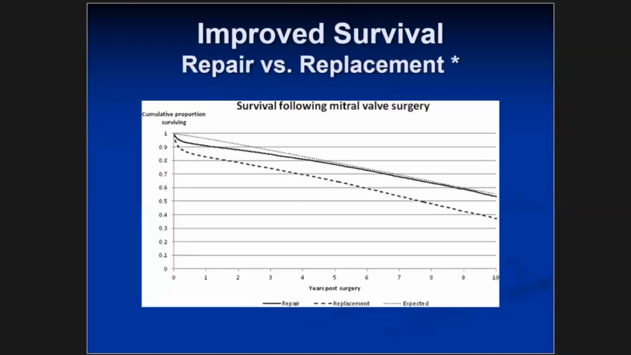So we know that if we look at survival, and if you are able to repair the valve, that's the dark line, the long-term outcomes are similar to patients without mitral regurgitation if the repair is successful and the residual degree of mitral regurgitation is less than mild. And if we replace the valve, the survival is much less.